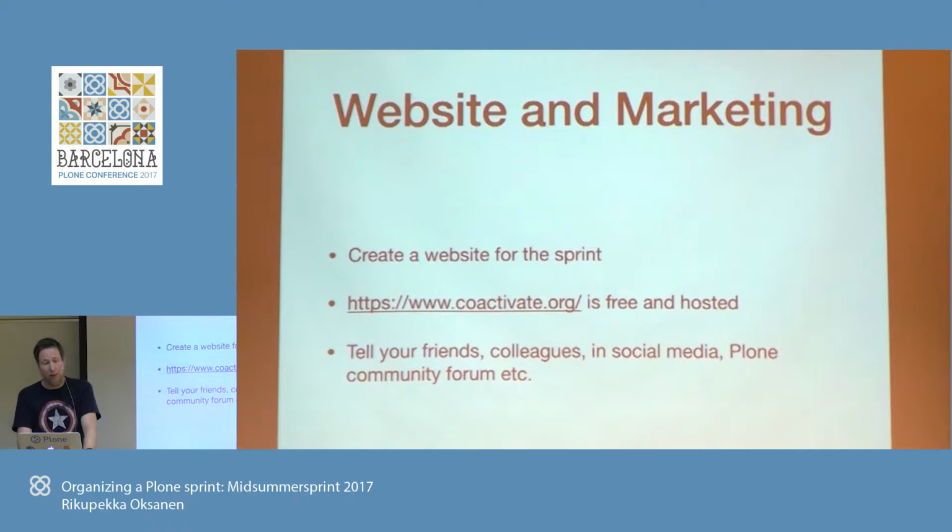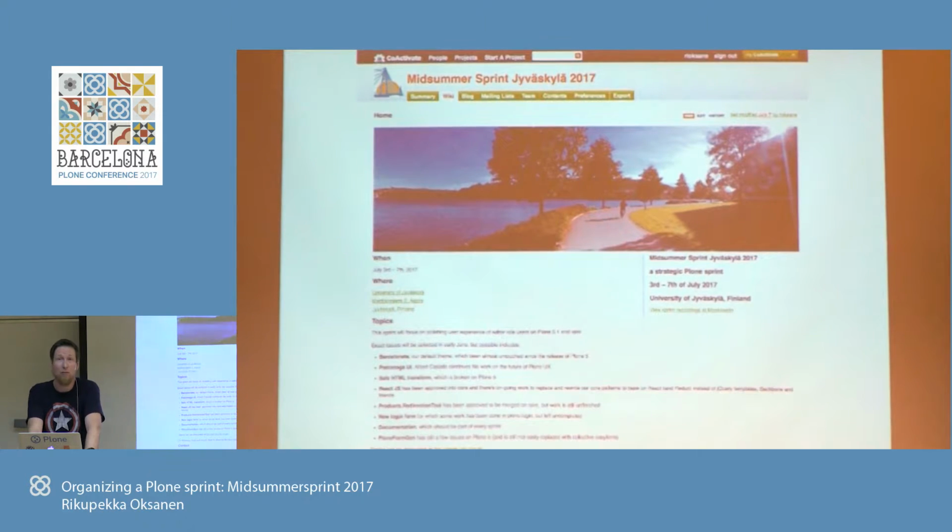About website and marketing, we used coactivate.org. It's a free hosted wiki system. And we also told friends and colleagues and social media and more in the Plone community about this sprint. This is the wiki page for the Midsummer sprint. Nothing too fancy, but it gets the thing done.